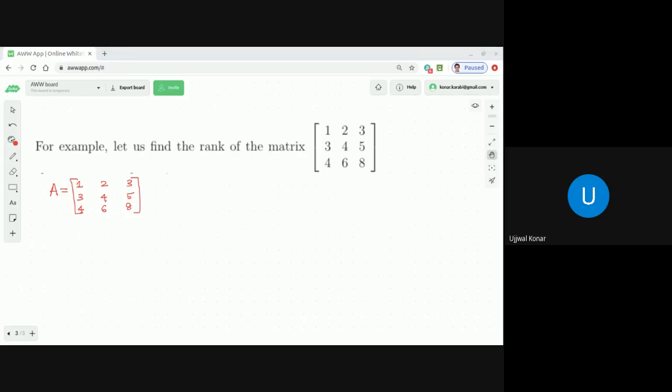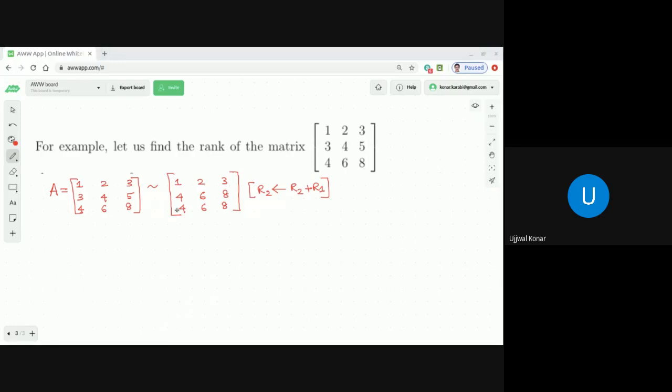First, what comes to my mind, dear students, is that my new R2 should be R2 plus R1. So first let me write the blank matrix, and let me write the operation. My new R2 is going to be old R2 plus R1. So R1 will remain the same: 1, 2, 3. Now new R2 will be old R2 plus R1, corresponding elements will get added. So 3 becomes 3 plus 1, that is 4. 4 becomes 4 plus 2, that is 6. And 5 becomes 5 plus 3, that is 8. And R3 will remain the same: 4, 6, 8.